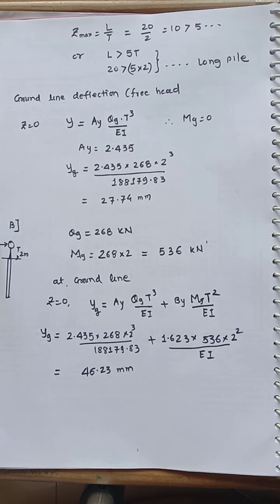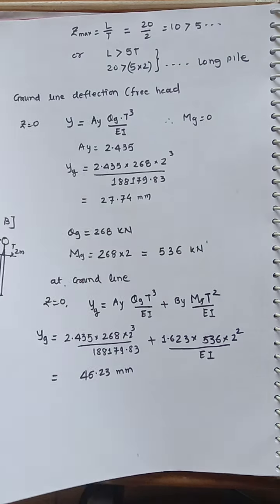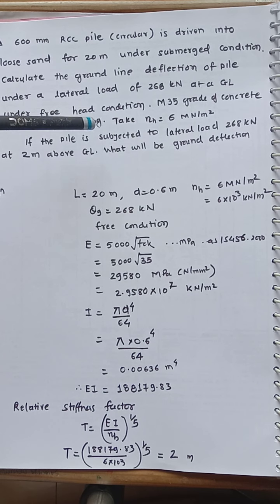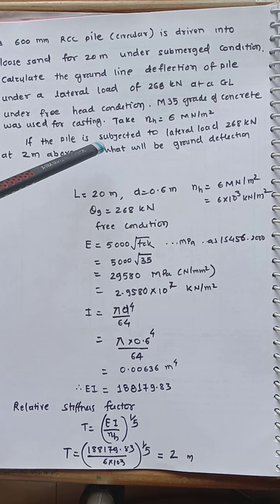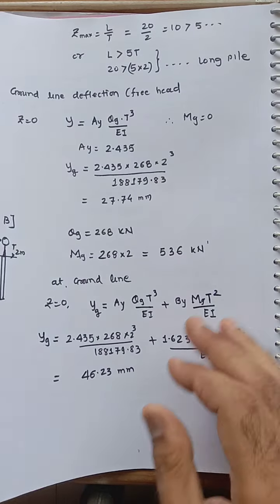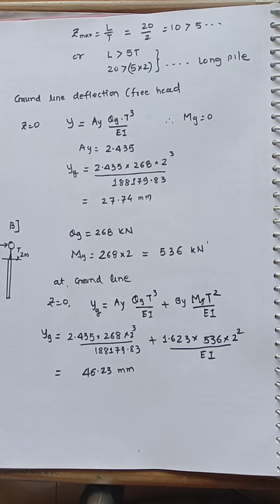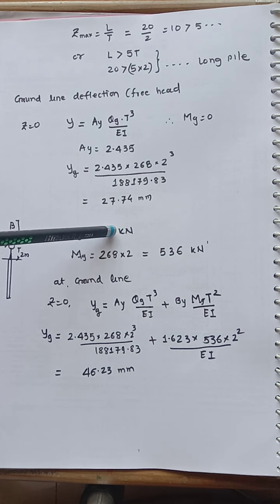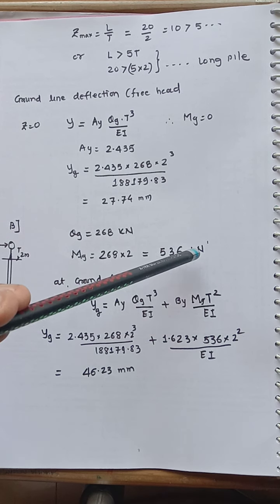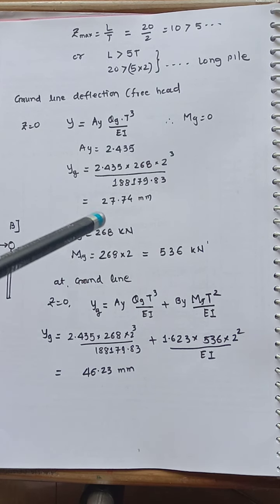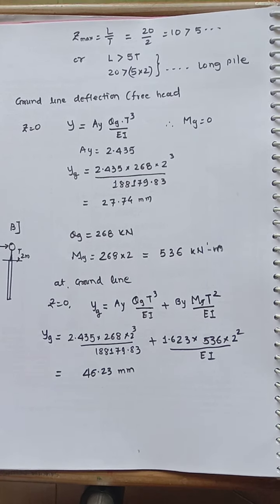Now the b part. The b part says that if the same load, that is 268 kilonewton, is applied at 2 meter above the ground level, so the load is acting 2 meter above, it exerts a moment also in addition to the load. So the load is 268 kilonewton, which will be the same here, and the moment is 268 into 2, 536, sorry, it is kilonewton meter.